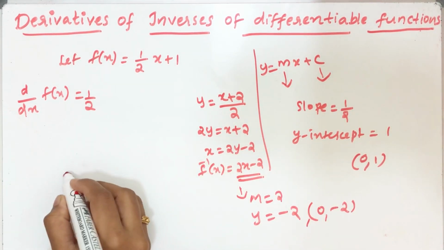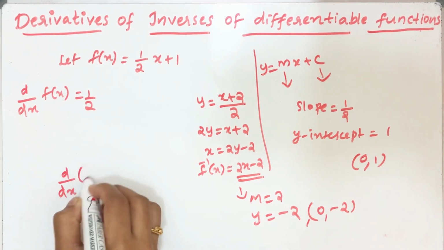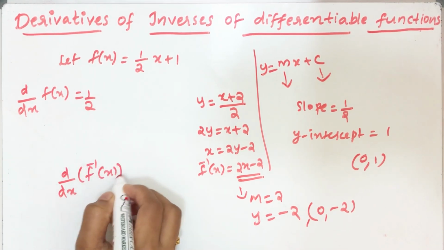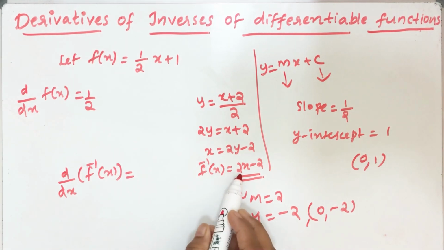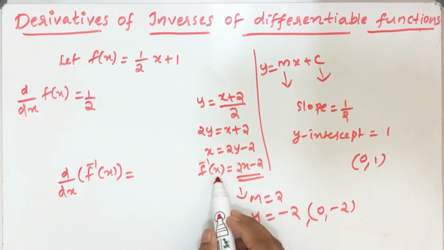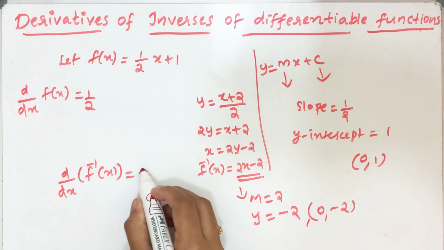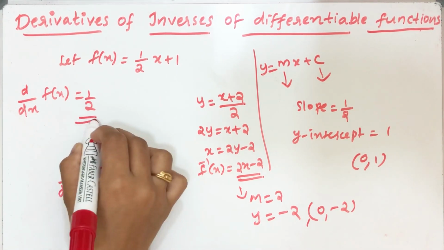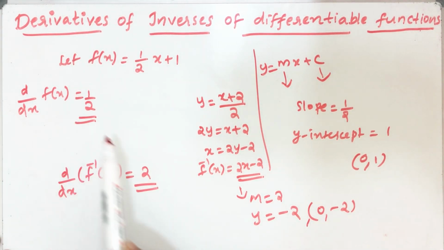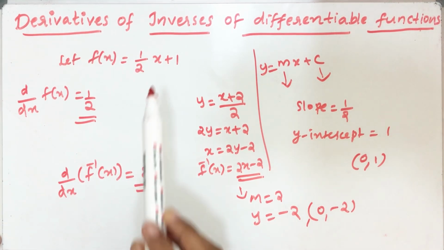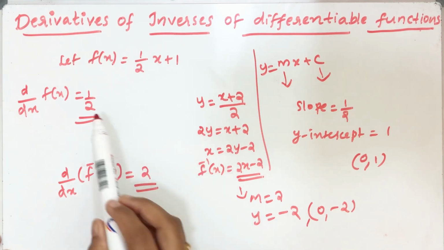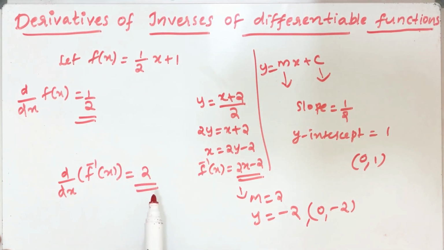Here we can see d/dx of f inverse of x. D/dx of f inverse of x is nothing but slope of f inverse of x, that is 2. We can see d/dx of f inverse of x is d/dx of 2x minus 2. That is 2 into 1 minus 0, that is 2. So we can say derivatives are reciprocal of one another, or a derivative of a straight line and its inverse is reciprocal of one another. That is, slope is reciprocal of one another.